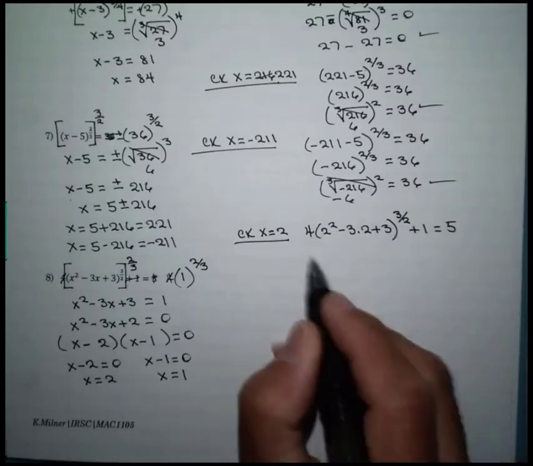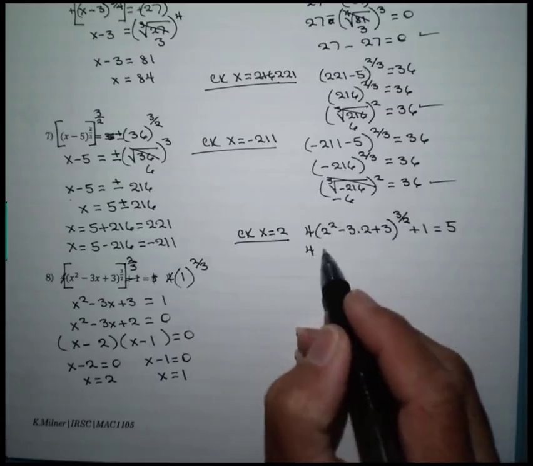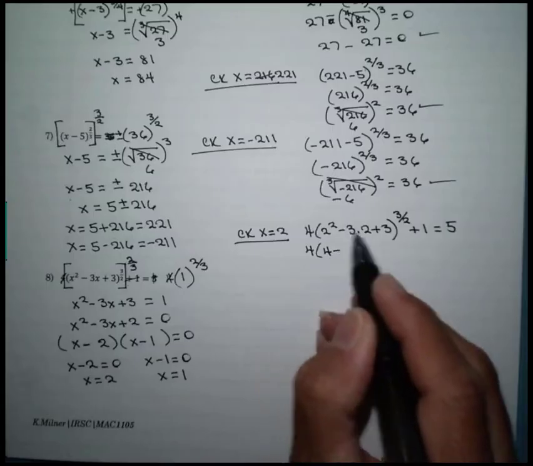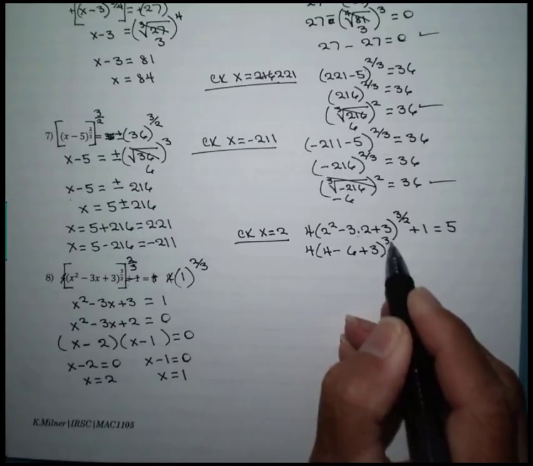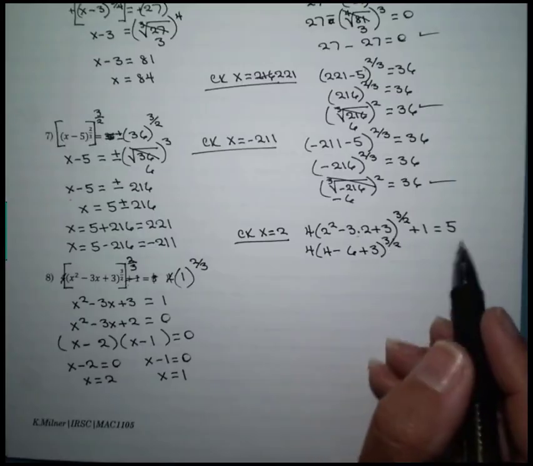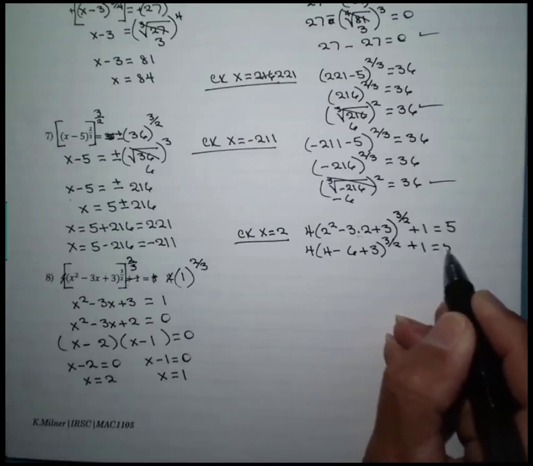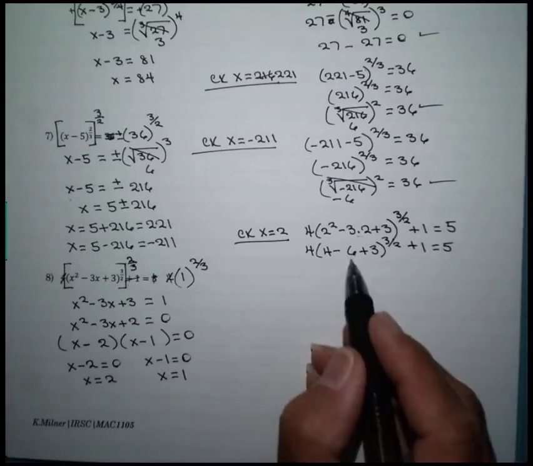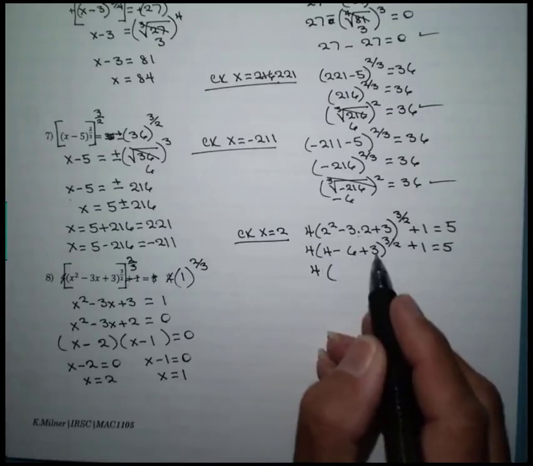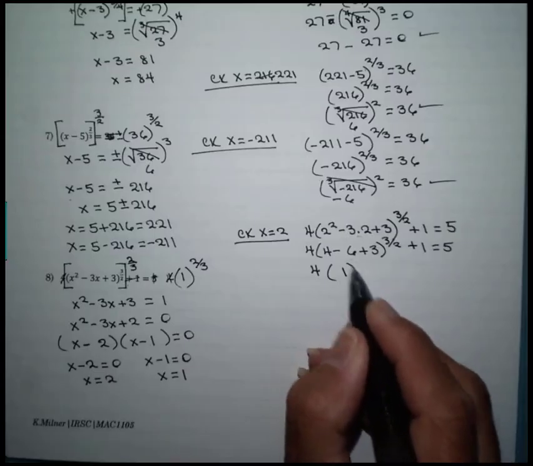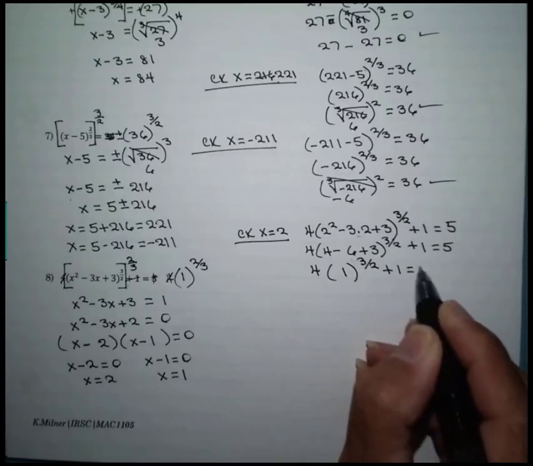Let's do everything in parentheses first, right? What do I have? I have 4 minus, and we have to do the multiplication, 6 plus 3. Raised to the power of 3/2 here. And that's going to be plus 1 equals 5. So what's 4 minus 6? That's a negative 2, isn't it? Negative 2 plus 3 is going to give me just a positive 1. To the 3/2 plus 1 is equal to 5.